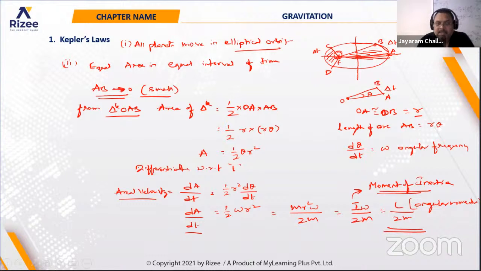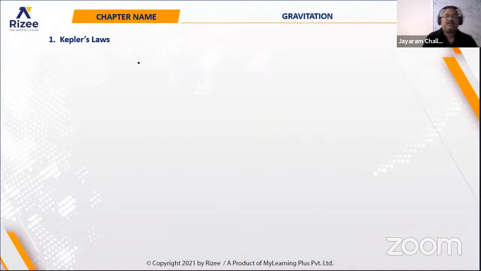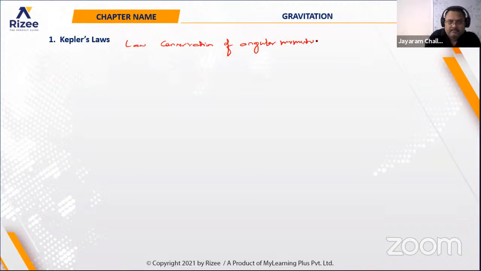It sweeps equal areas in equal intervals of time, and for this condition, they will also satisfy the law of conservation of angular momentum. So for the same elliptical orbit, the planets are going to satisfy that condition. So the law of conservation of angular momentum is there.